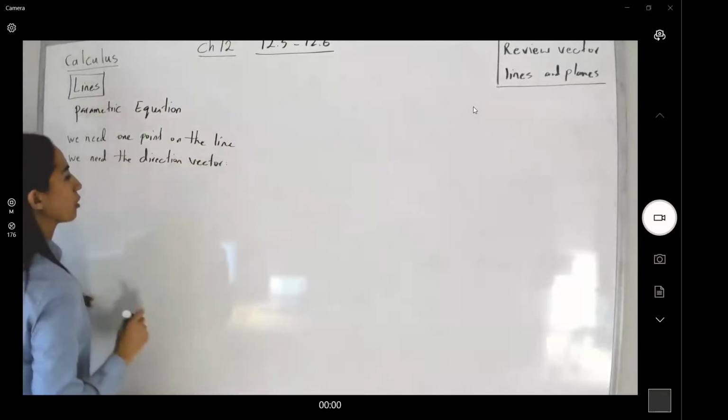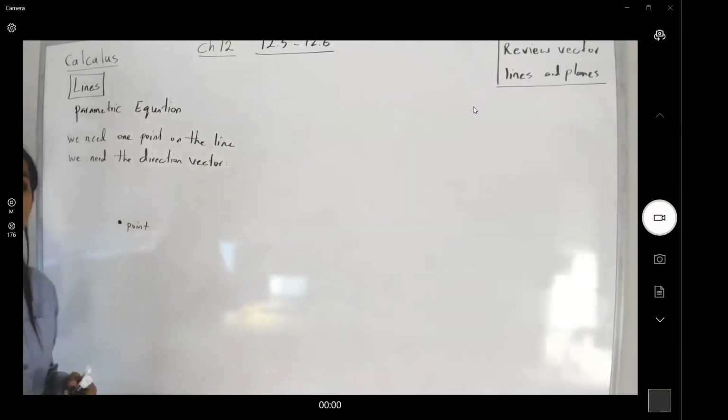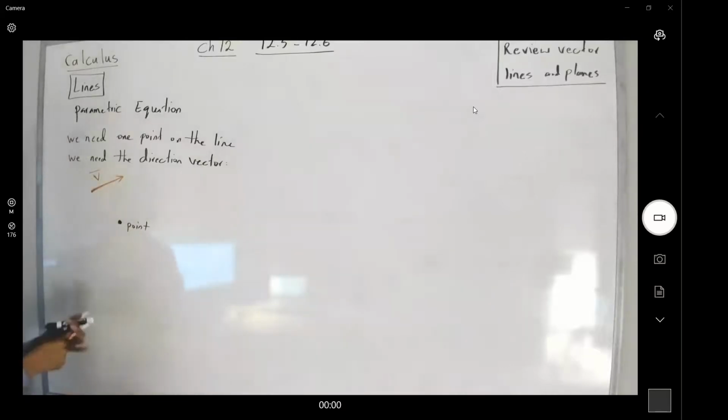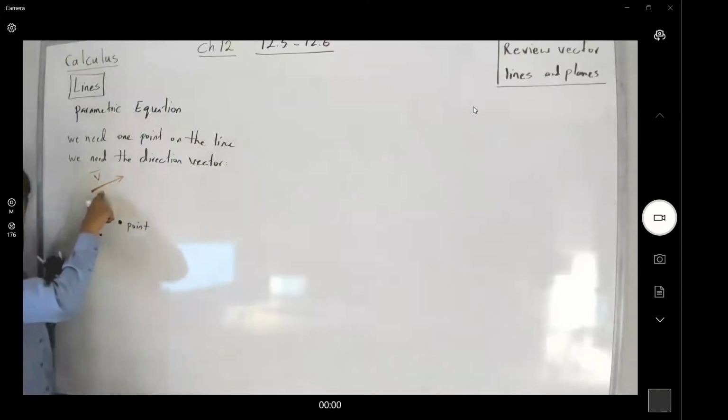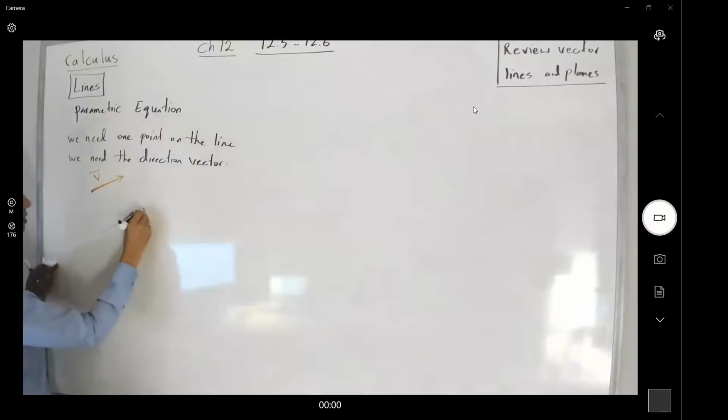So how does it work? Suppose you have one point, this is your point, and you already know a direction vector like v in the space. How do we write the equation of the line passing through this point? This is given to us. The point is also given to us. We want to know what this equation is.